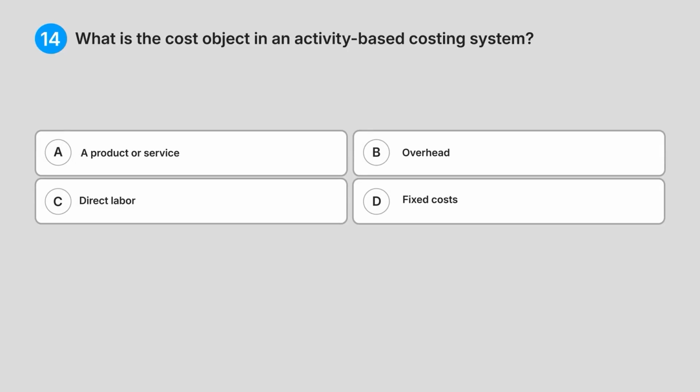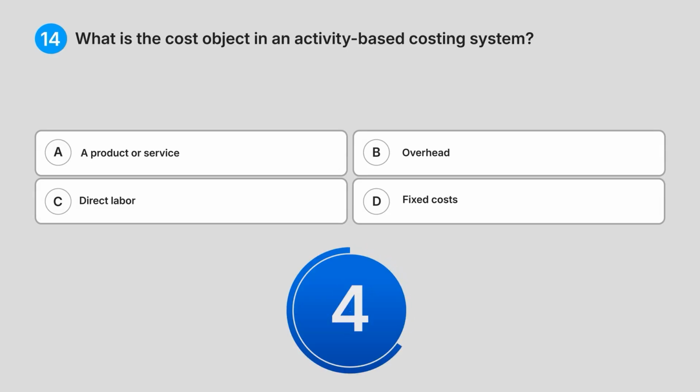14. What is the cost object in an activity-based costing system? A. A product or service. B. Overhead. C. Direct labour. D. Fixed costs. Can you guess the answer?